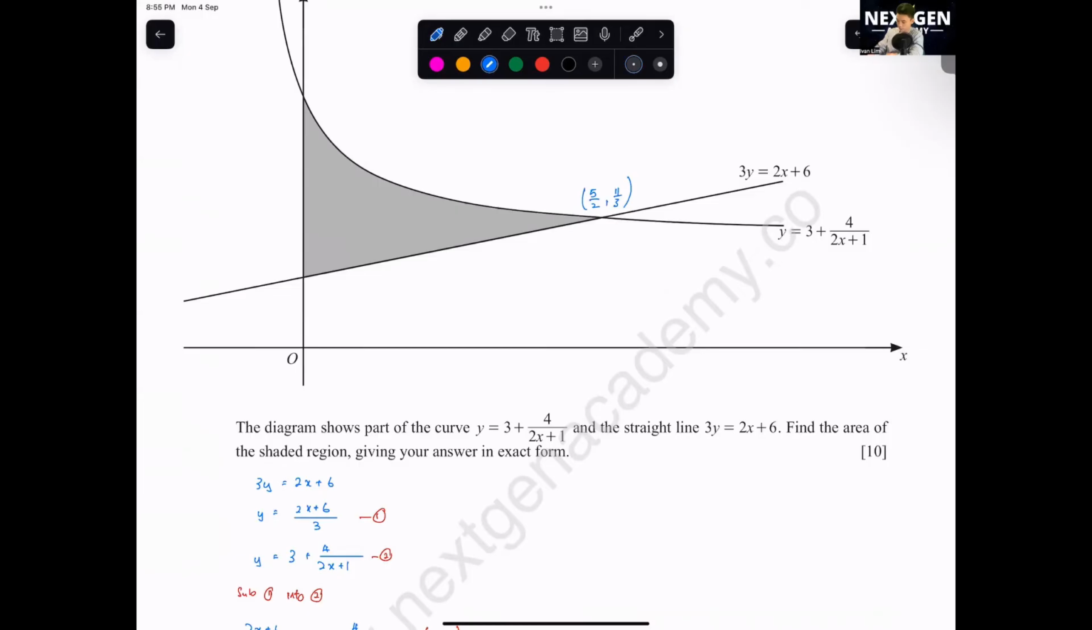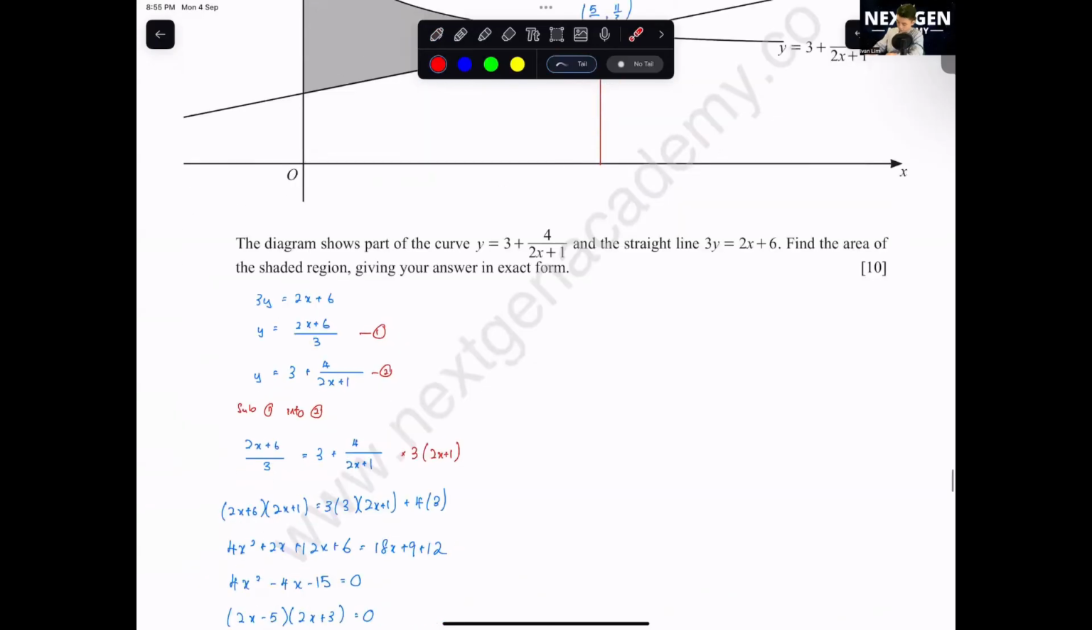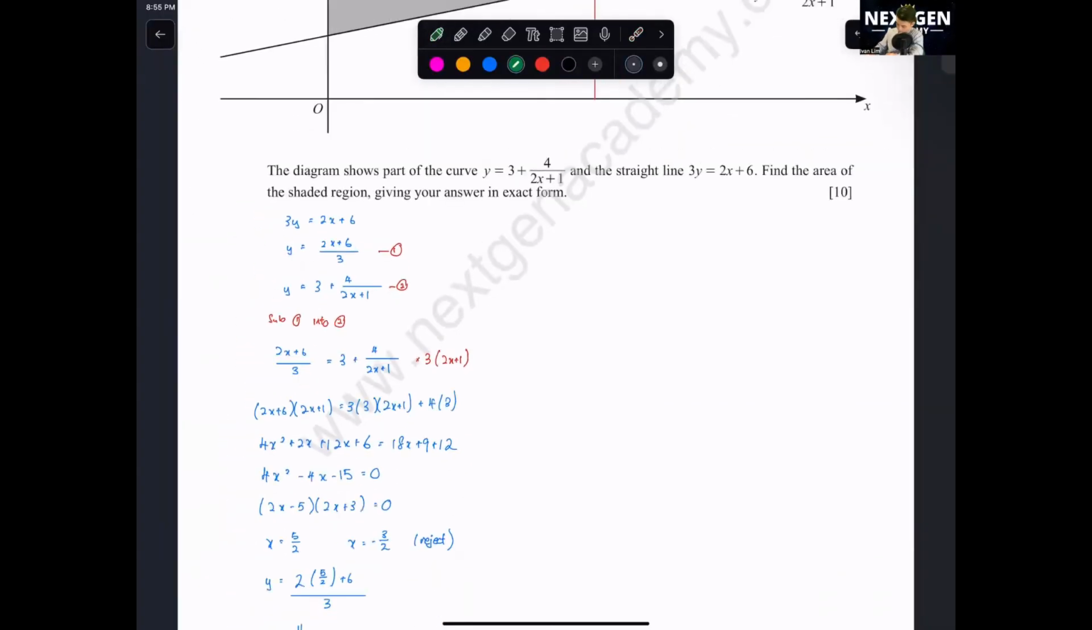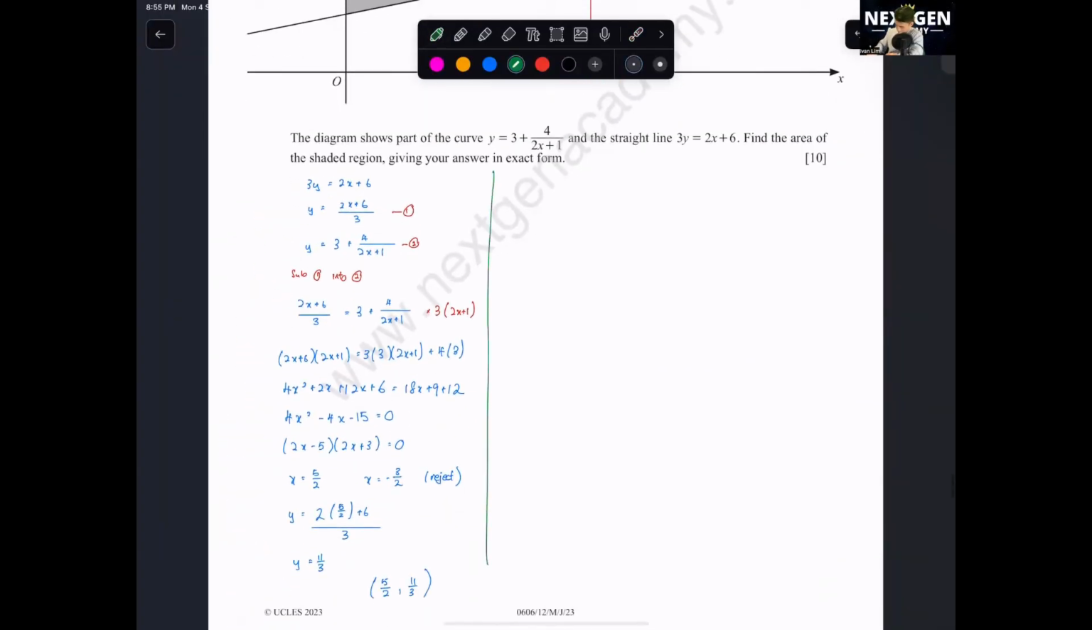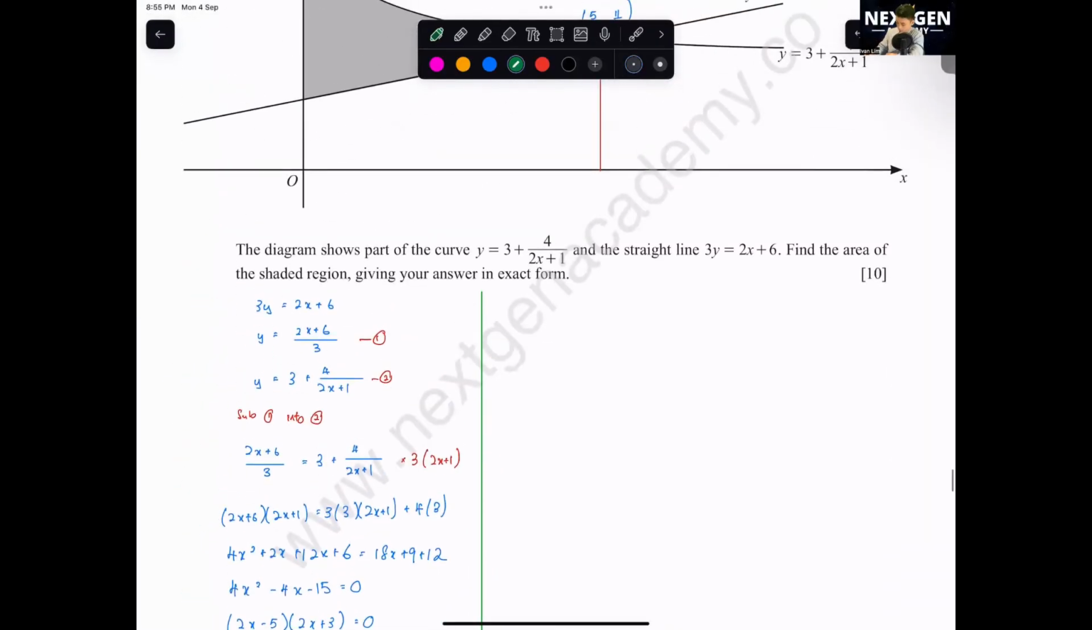What's the next thing I want to find? Let's draw this. This one is the area of the trapezium. Do I have enough information already? Can I find the area under the curve first? This part here. Let's do this second part first: the area under the curve.